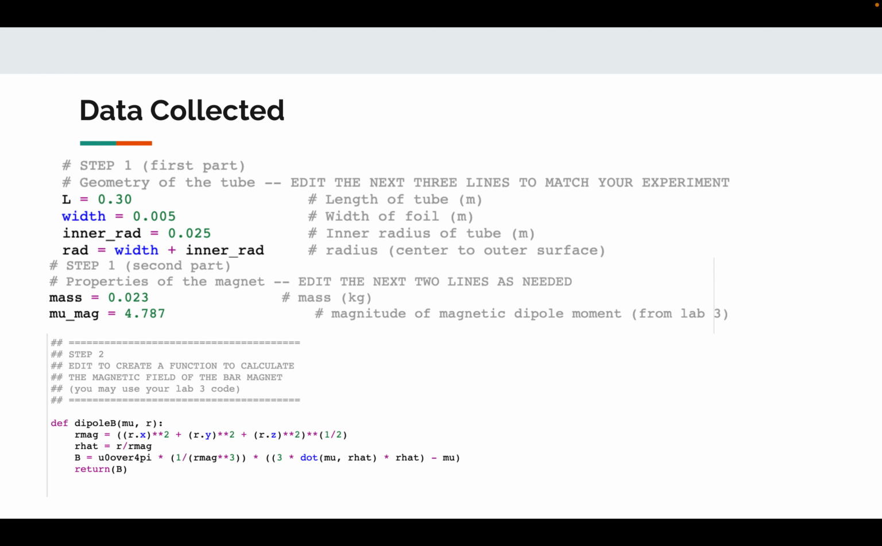So with the data, we modeled this in VPython, where we first defined all of the values that we had from before, which were the length and the width of the foil, as well as the mass of the magnet, as well as the magnitude of the magnetic dipole moment. We calculated the magnetic field of the dipole, which was calculated in Lab 3.